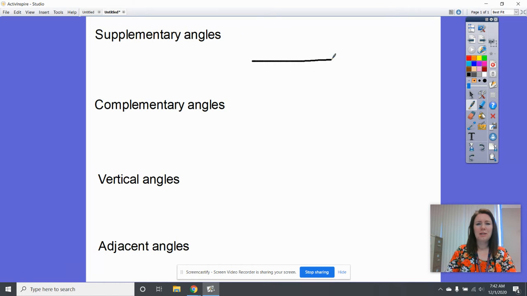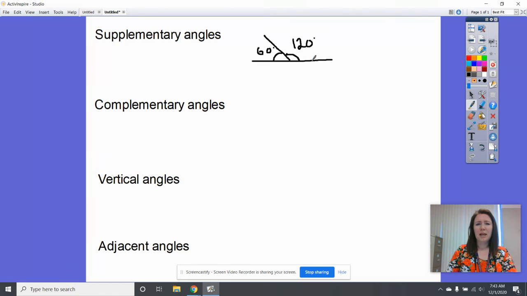So a common example we'll see is a straight line that is intersected by another line. So it creates two angles like this. Because they're right next to each other on a straight line, that means this angle and this angle together add up to 180 degrees. So for example, this could be 120 degrees. Well, they have to add up to 180, which means that this one would be 60 degrees.